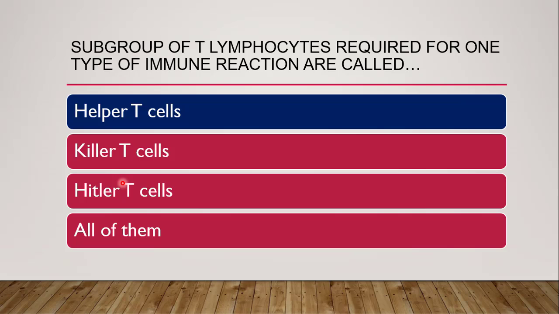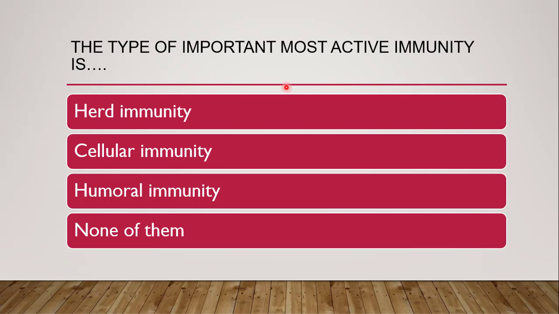lymphocyte. The cells will recognize the antigen and then the antibodies are secreted which will destroy the antigens, and some are memory T cells. So amongst these, helper T cells is the correct answer, because this is one of the subgroups which is required for immune reaction.